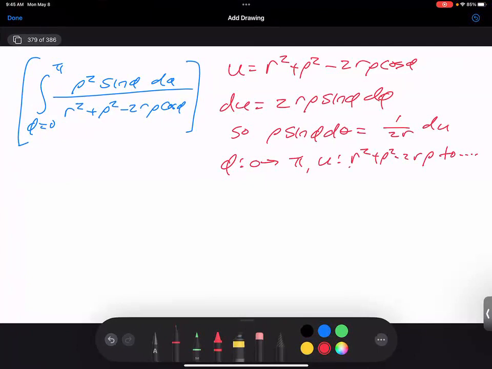So in terms of trying to simplify this, what if I wrote it as r squared minus 2r rho plus rho squared? Does that make it a little bit easier to see what it is? So what would that be? That's just r minus rho.